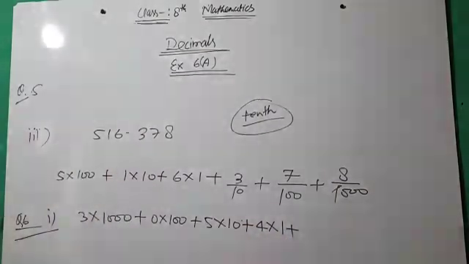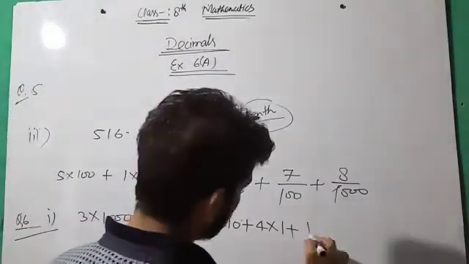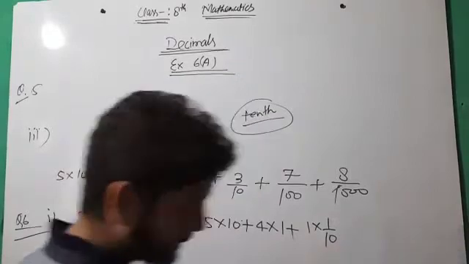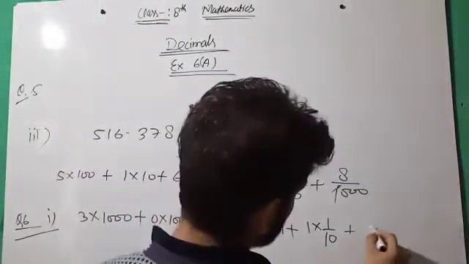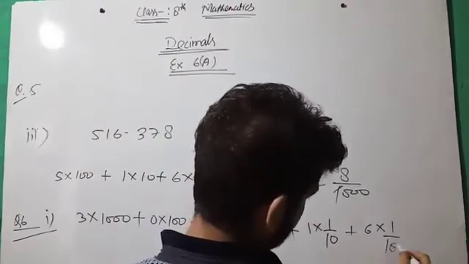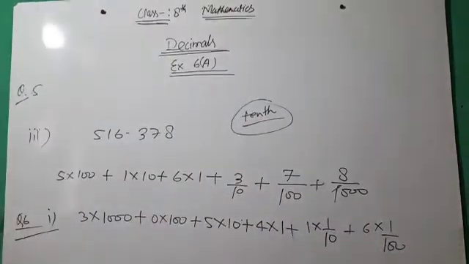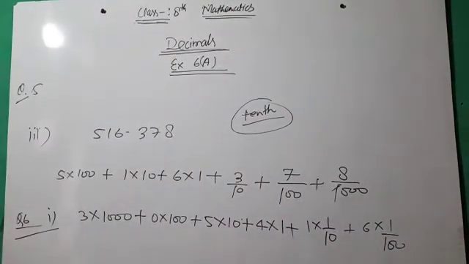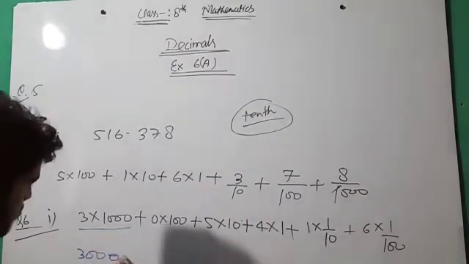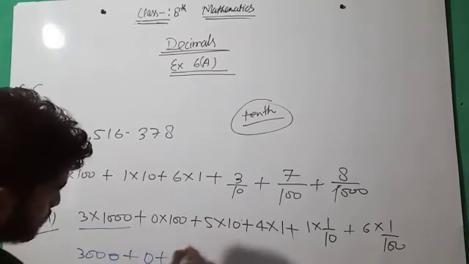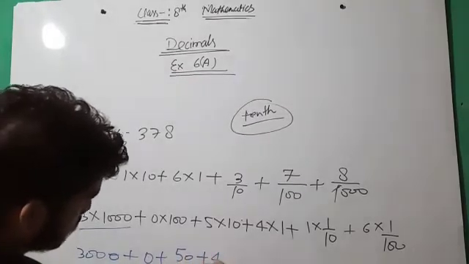Plus 1 into 1 by 10. 1 into 1 by 10, that is 1 by 10, since 1 into 1 is 1. So 1 by 10. 6 into 1 by 100, that is 6 upon 100. Yes or no? 6 upon 100. We have to just convert these numbers because these are simple. 3 into 1000 is 3000, plus 0, plus 5 into 10 is 50, plus 4 into 1 is 4.